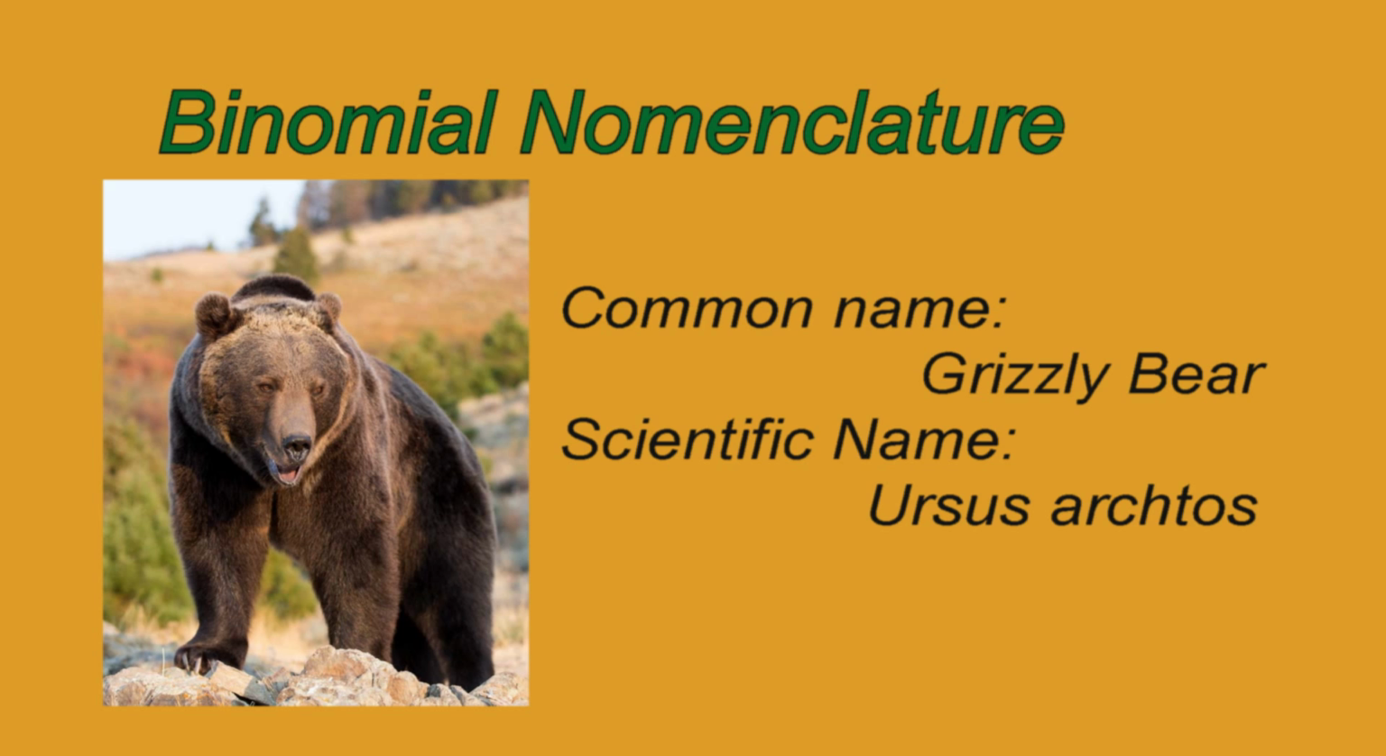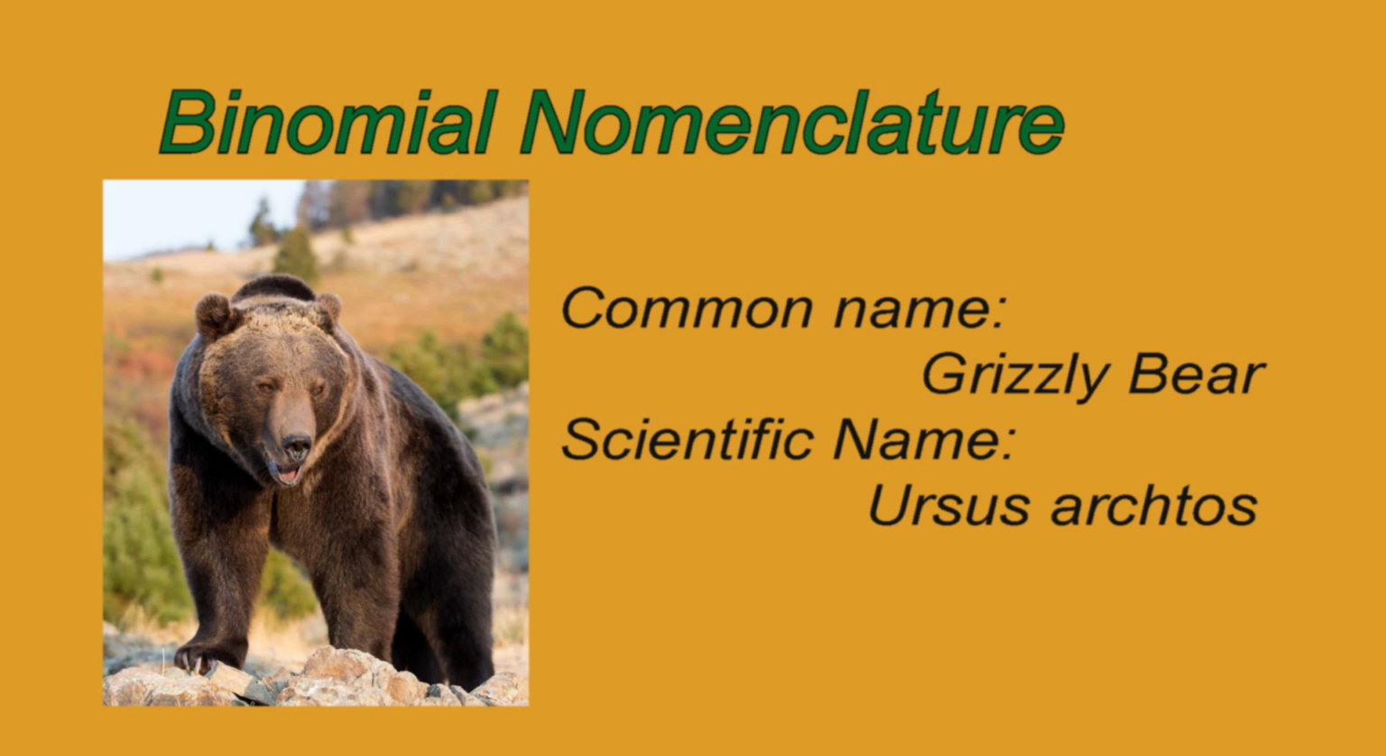The first part of the scientific name, in this case Ursus, is the genus to which the organism belongs. A genus, the plural of which is genera, is a group of closely related species. The genus Ursus contains 5 other kinds of bears, including Ursus maritimus, which is the polar bear.